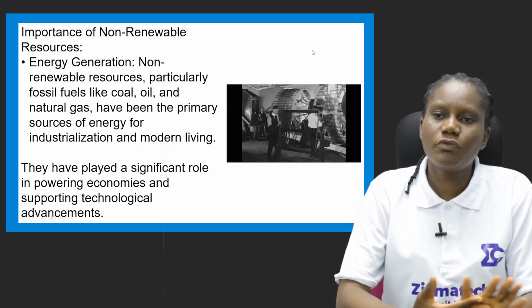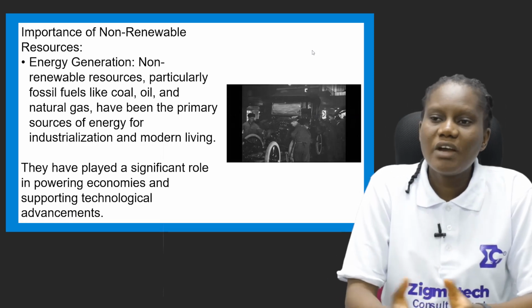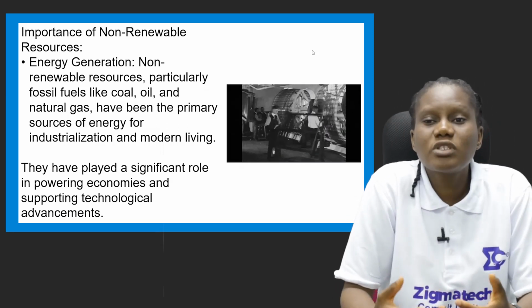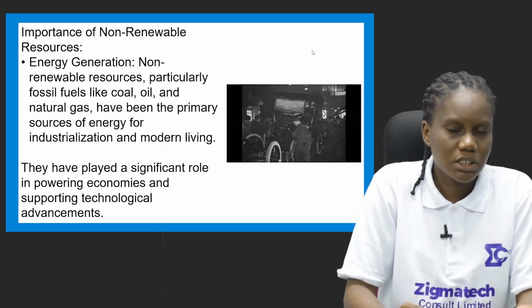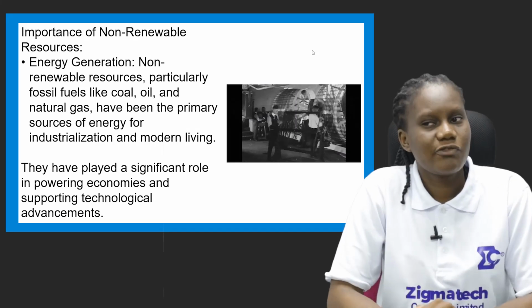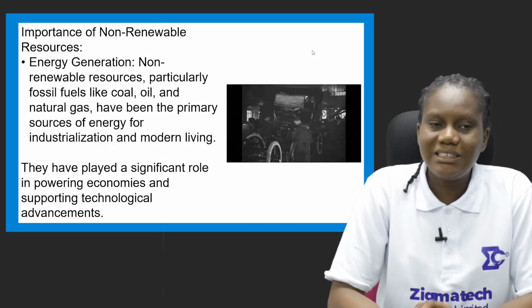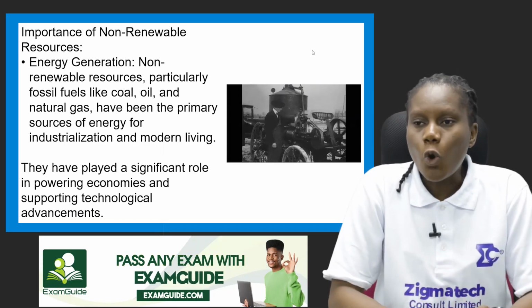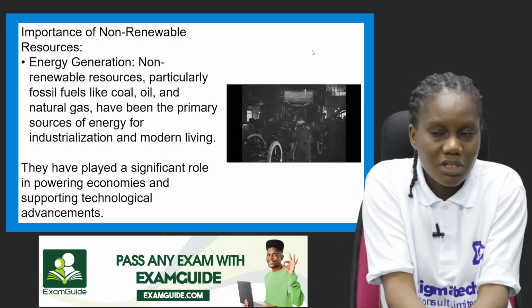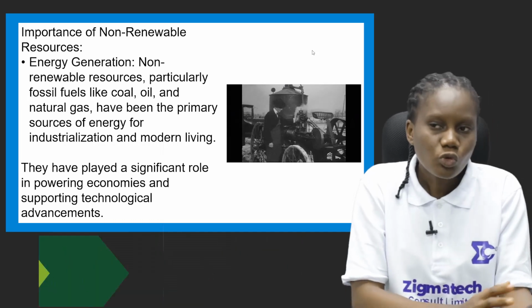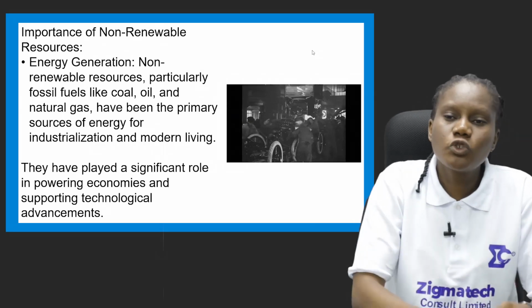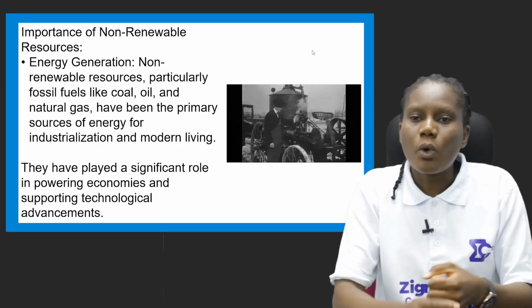So let's look at the importance of non-renewable resources. We have energy generation just as we have in our renewable resources. Non-renewable resources, particularly fossil fuels like coal, oil, and natural gases. As I said earlier on, do not forget that our petroleum is gotten from fossil fuel. And fossil fuels, I'm just trying to do a recap, are generated from ancient plants and animals that have been worked upon by heat and pressure over a long period of time, can take up to 1 million years. So they're generated into fossil fuels, which we can harness, like coal, oil, and natural gases.